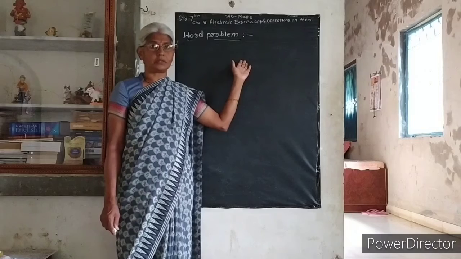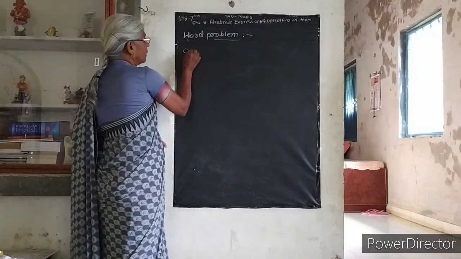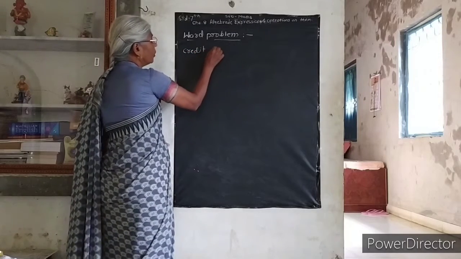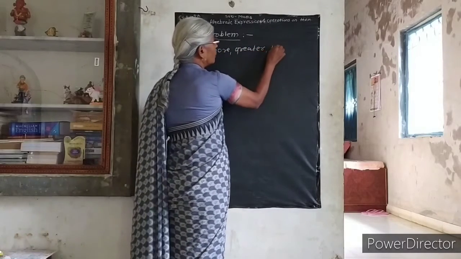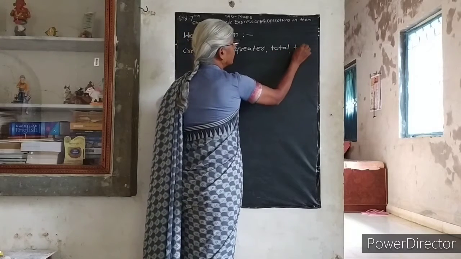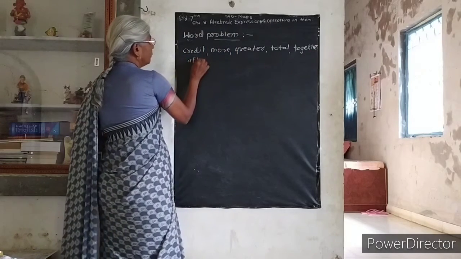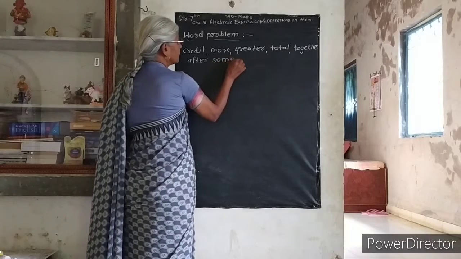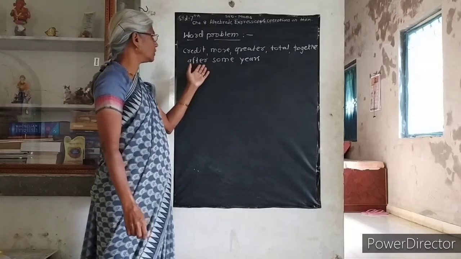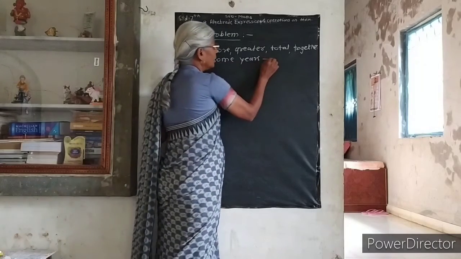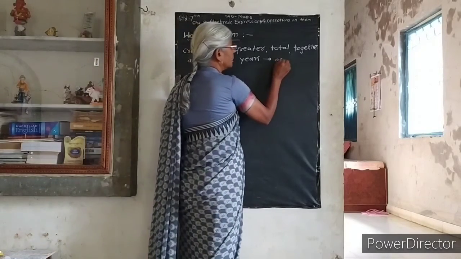We see these words. Suppose in the given word problem, there are words like credit, more, greater, total, together, after some years, meaning 2 years, 3 years or any years after some years. When words like these are given in a word problem, the operation is addition.